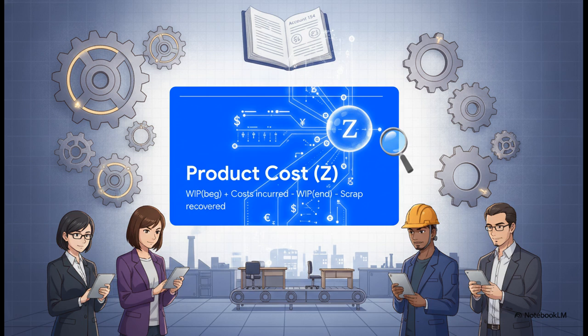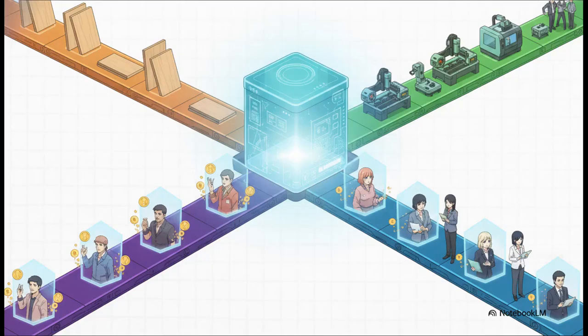And the absolute center of gravity here is account 154. Every single direct material, direct labor, and manufacturing overhead cost gets funneled right into account 154 to build out this formula. Let's trace exactly how Southern Furniture's costs flow into account 154 for the 800 desks they finished.